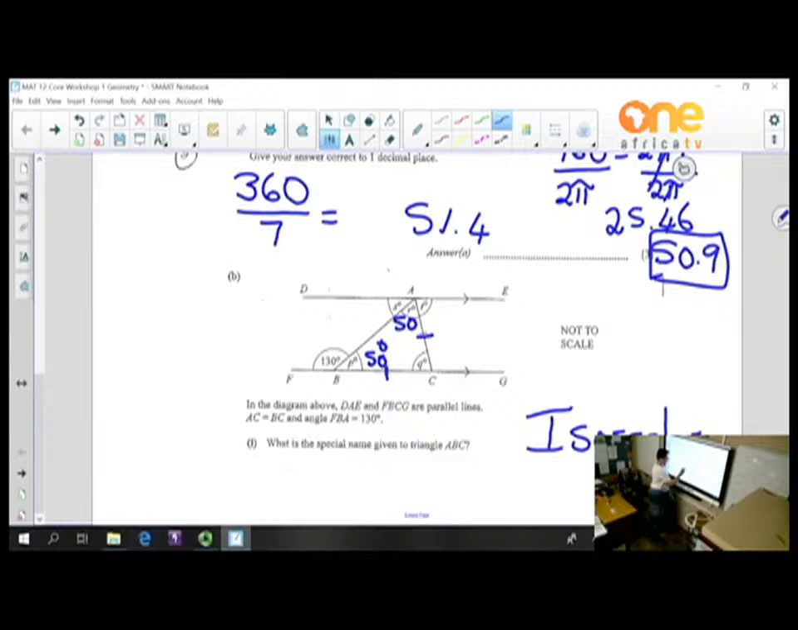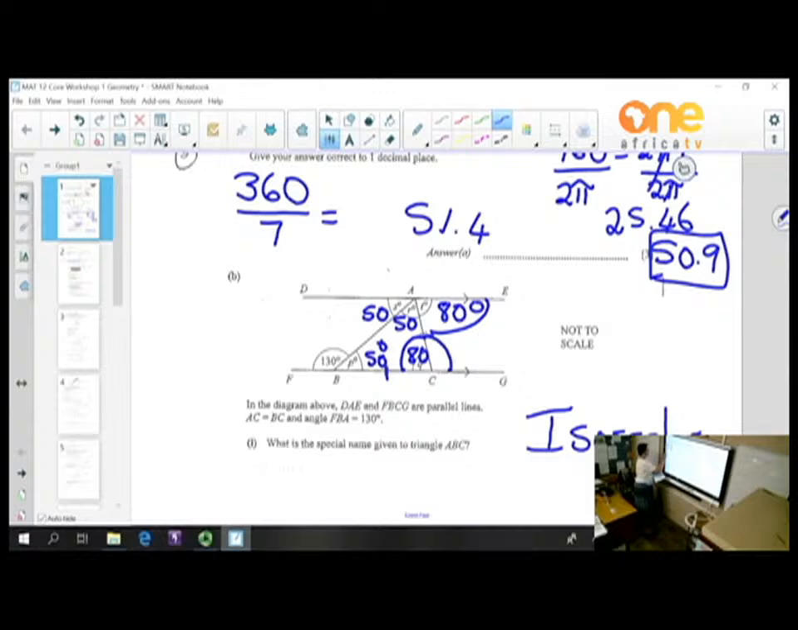P and S are alternating here, so this one is also 50 degrees. We've got a straight line here. If this is 100, it means T is going to be 80 degrees there. And here in the triangle, working with alternating angles, this one is also 80 degrees. So there are the sizes of all the angles.